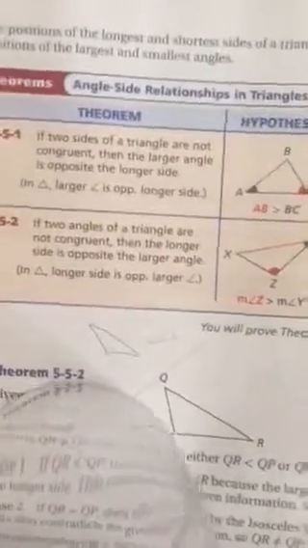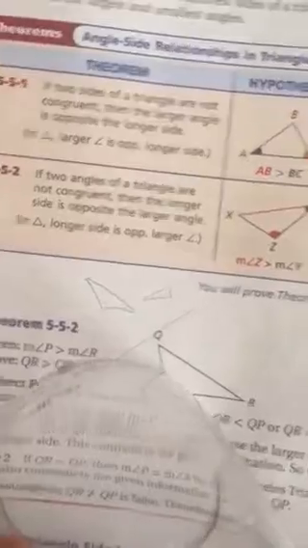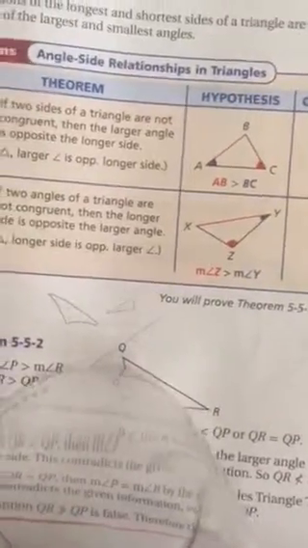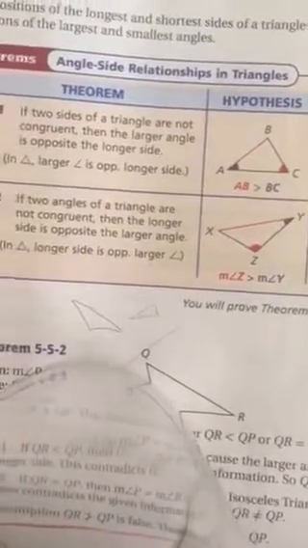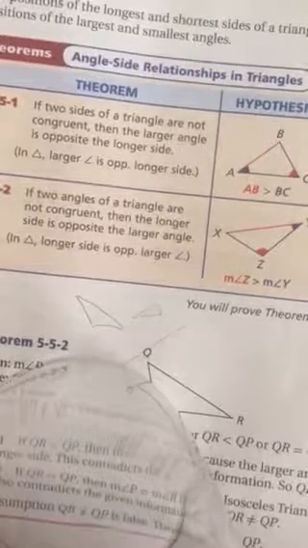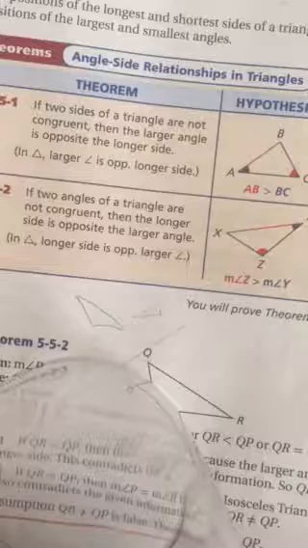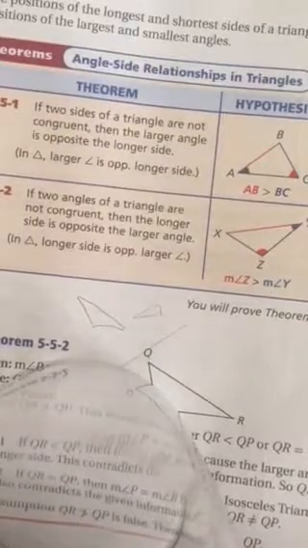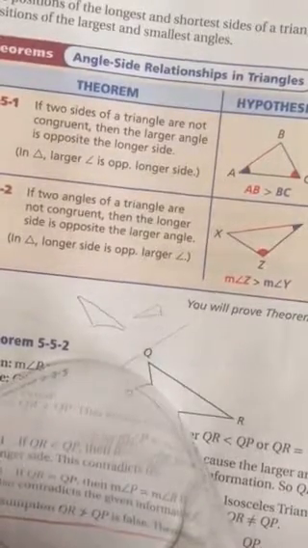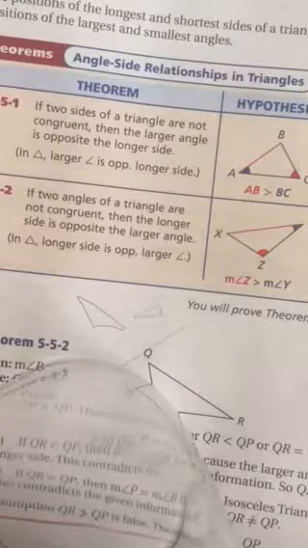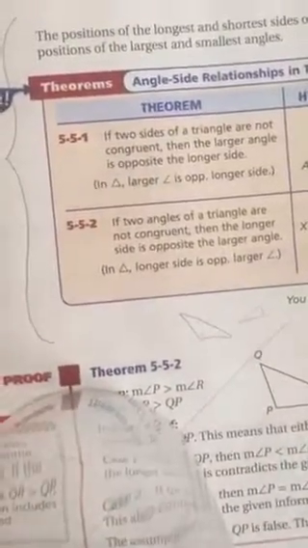All right, so let's talk through it for a minute. I'm just going to read the theorem to you. If two sides of a triangle are not congruent, then the larger angle... Hold on, y'all. Let me process this for a minute. This isn't the theorem that I thought it was going to be. Okay, yeah, this is foundational to the one that I was thinking of.